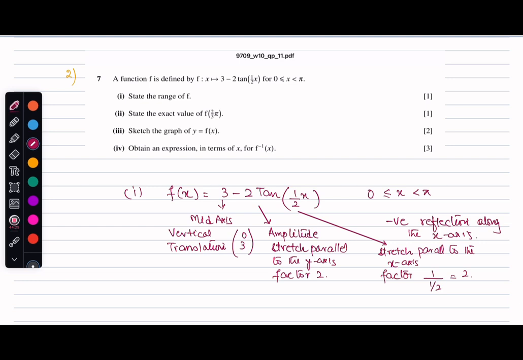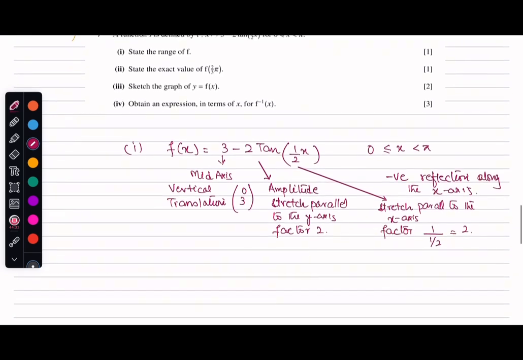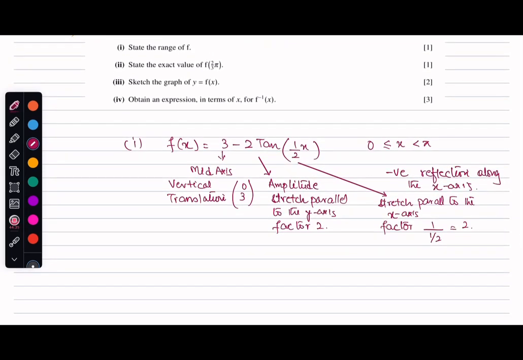Now, if they are asking us for the range of the function here, then for 0 less than or equal to x less than pi, I can just substitute my tan of 0 here. If I substitute tan of 0, I can say it's f of 0, which then shall be equal to 3 minus 2 tan of 0, which actually is a 0, and then I will be left with a 3 here.